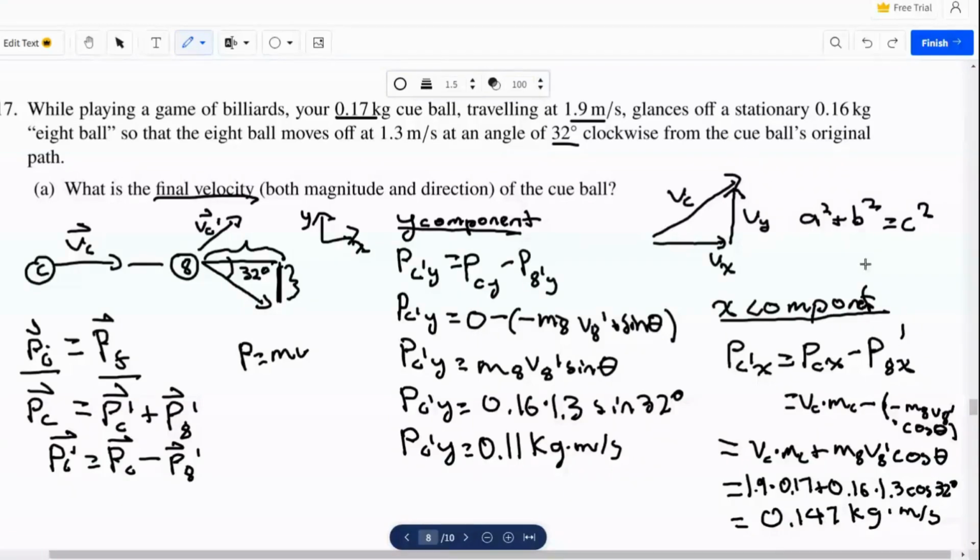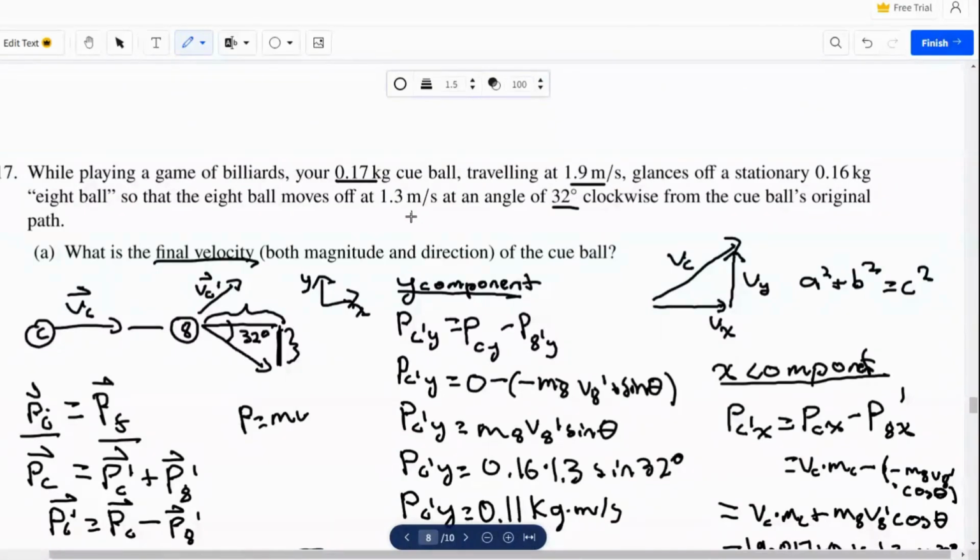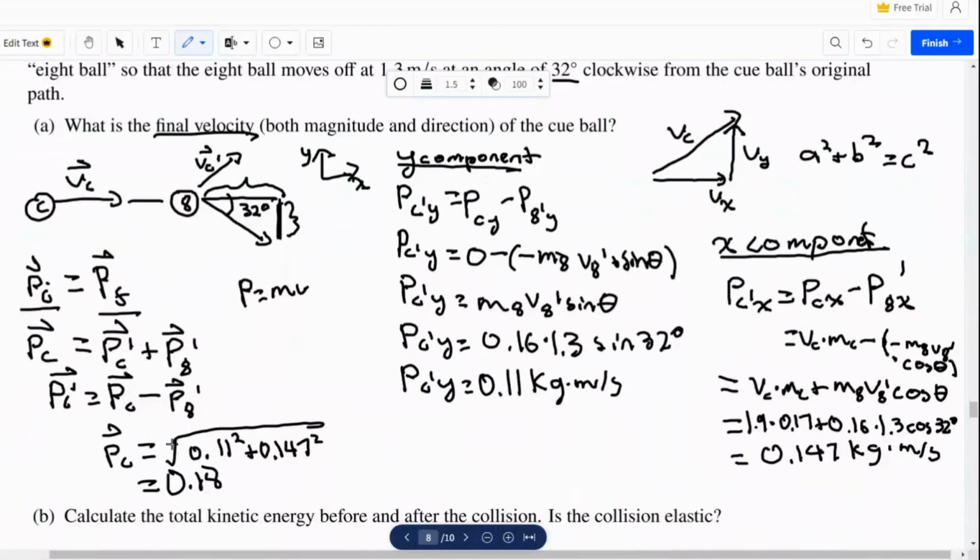And now, like I said, we can directly just use the Pythagorean theorem to calculate this. So the final momentum would be equal to the root of 0.11 squared plus 0.147 squared. When you plug that in the calculator, you will get around 0.18 kg per meter per second.